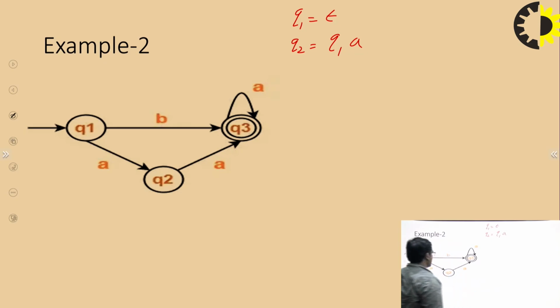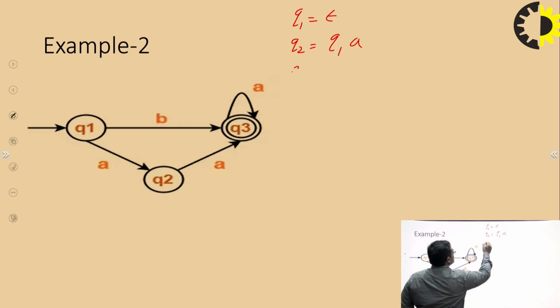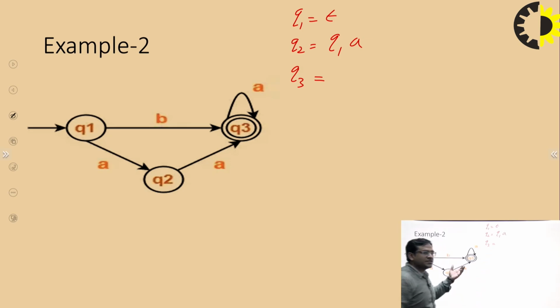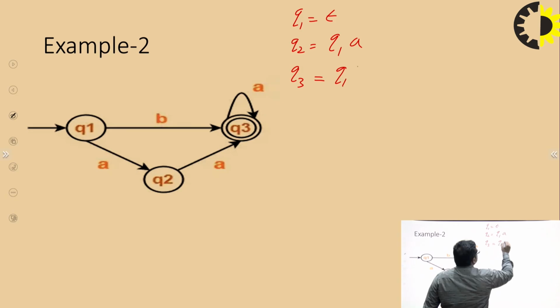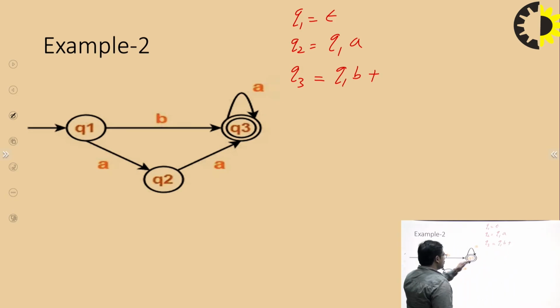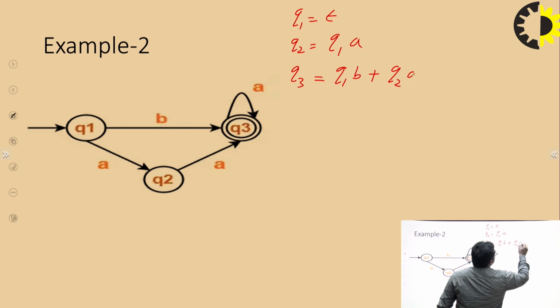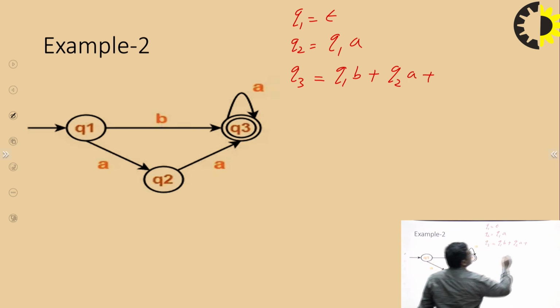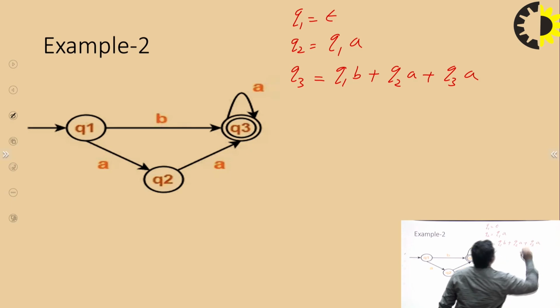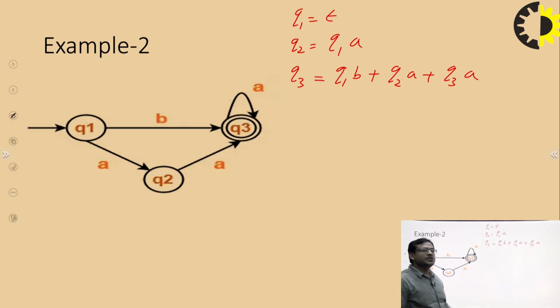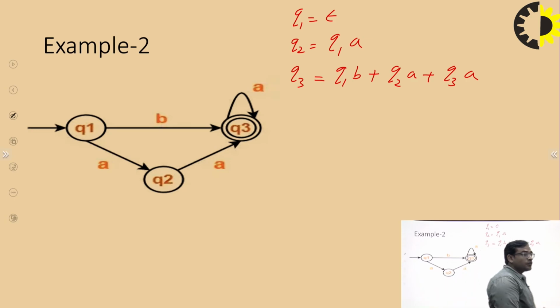Q1A. Okay. What is the equation of Q3? Q3 is equal to, how many incoming edges are here? 3. Write one by one. Q1B, that is Q1B, plus Q2A, that is Q2A, then Q3A. Then we can write here Q3A. Okay. So this is the way you can write the equations. Which state do we need to get the final answer? That is Q3. So we are trying to solve Q3, but Q3 has multiple states. So what do we have to do? We have to solve one by one.